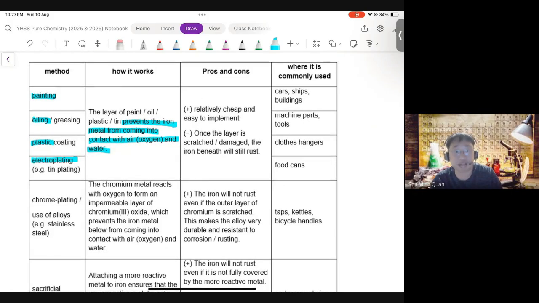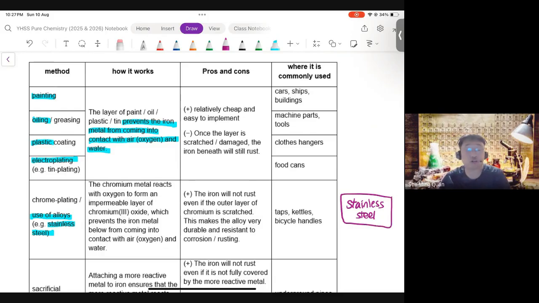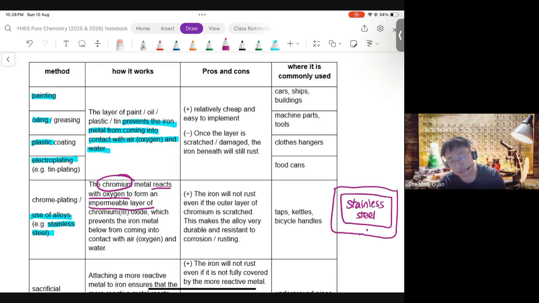Okay. Now, besides that, we can also use alloys like stainless steel, and this is what we really want to go through. Now, stainless steel contains chromium. So when you have a piece of stainless steel, the chromium metal reacts with oxygen. And when the chromium metal reacts with oxygen, it forms an impermeable layer of chromium(III) oxide.